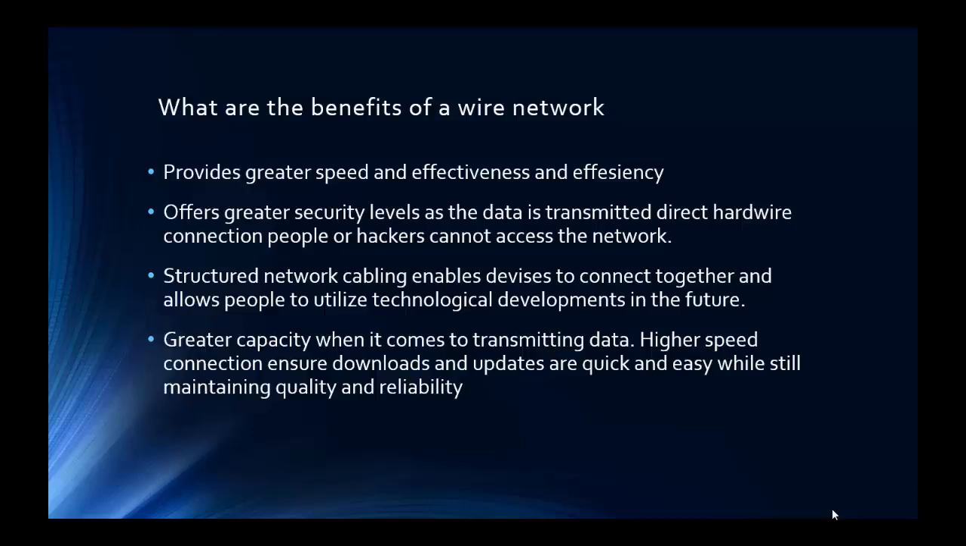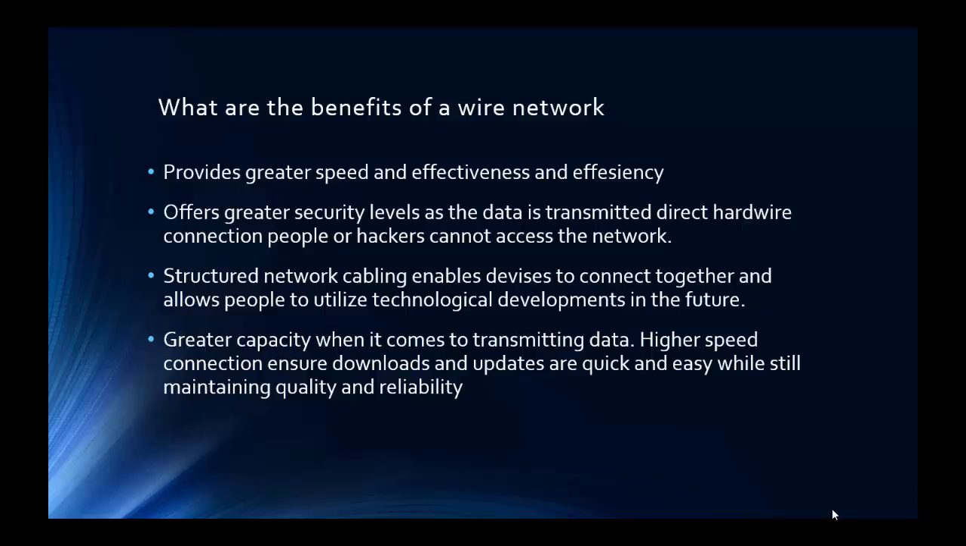The structure of the network cable enables devices to connect together and allows people to utilize technological developments in the future. It's a great way to go for business. This is a much more desirable way of using a network to access each computer and to be able to even share data. The last benefit that we see from a wire network is that it's greater capacity when it comes to transmitting data. Higher speed connections ensure downloads and updates are quick and easy while still maintaining quality and reliability. That's a great component of the wire network.